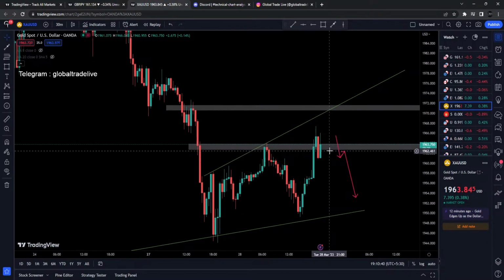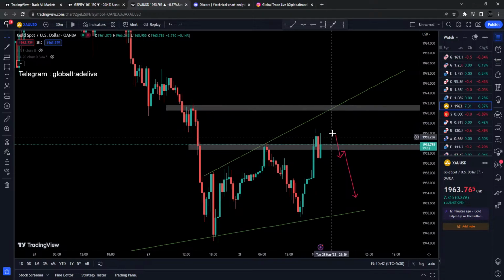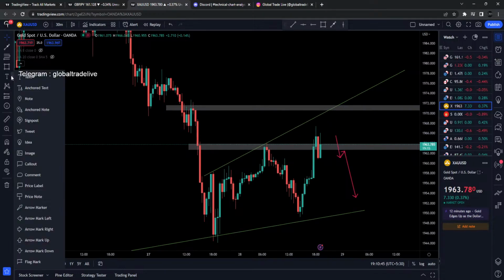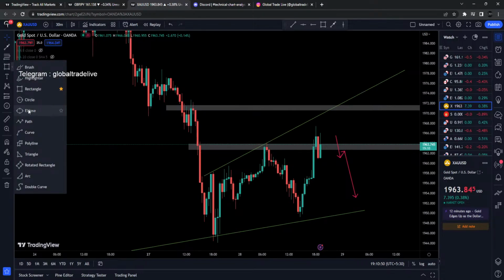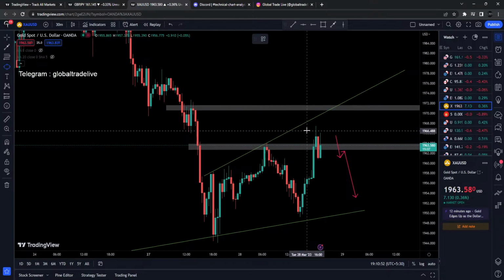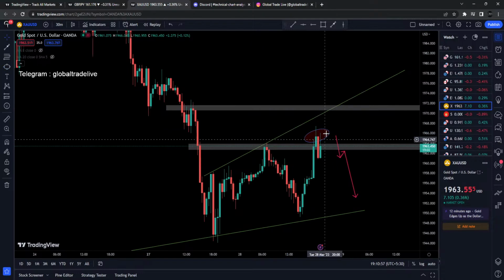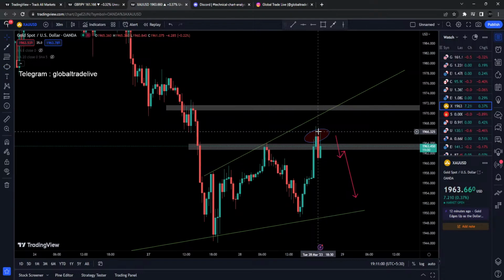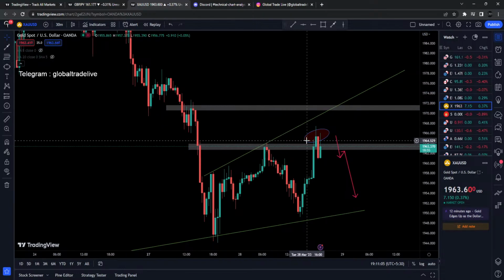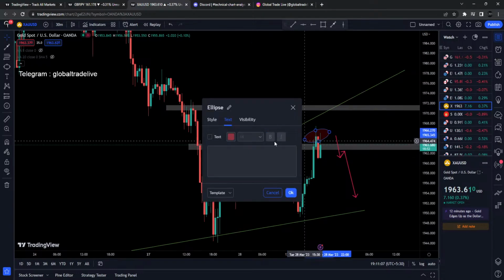Yeah, I also think the same, but the problem is this area over here. Let me just draw this area for you guys so that everybody can see. Where are the shapes? Ellipse. Okay, this will be good. This area over here is a fake out. Let me just label this as well. Fake out.